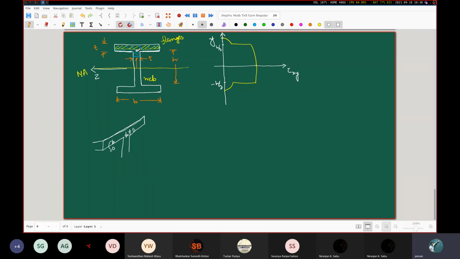Furthermore, there is a significant jump when you are just above this level of h by 2. So consider y equal to h by 2 plus here, and y equal to h by 2 minus. Just when you are moving into the web, there is a significant jump between these values. There's a discontinuity here. That is happening because of the thinness of this web geometry.